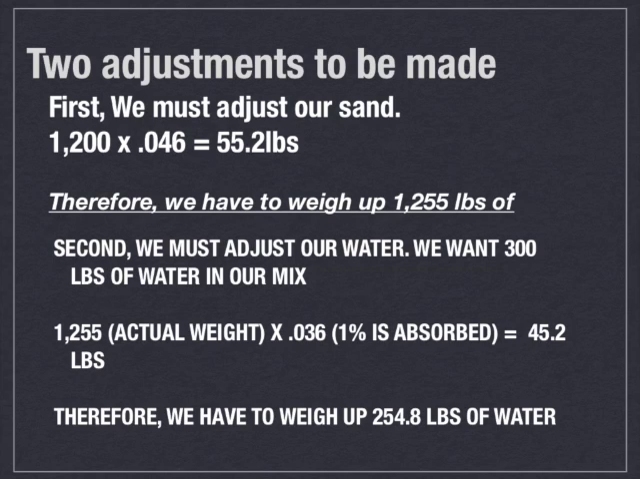So here's the solution. Again, we have to make two adjustments, one to the sand and one to the water. The first adjustment that we make is to the sand. If we need 1,200 pounds of sand and it has 4.6% moisture, if we throw 1,200 pounds of sand onto the scale, we haven't thrown 1,200 pounds of sand onto the scale. We've thrown a certain amount of sand and a certain amount of water. Therefore, we have to adjust for that water.